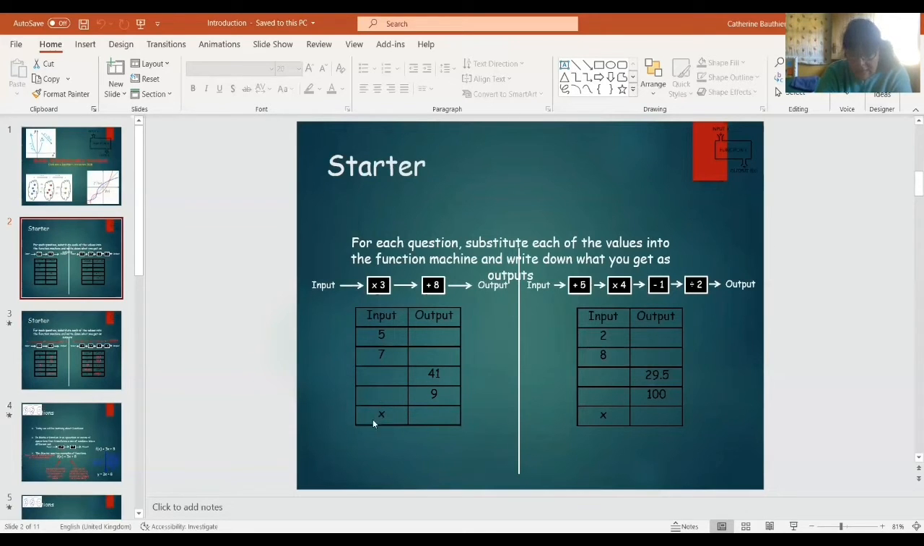And if you put the x into the machine, that's simple. You're going from left to right. So 3 times x is 3x plus 8, right? So the answer will be 3x plus 8.